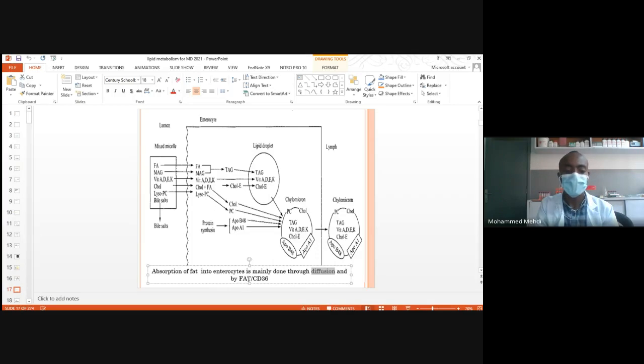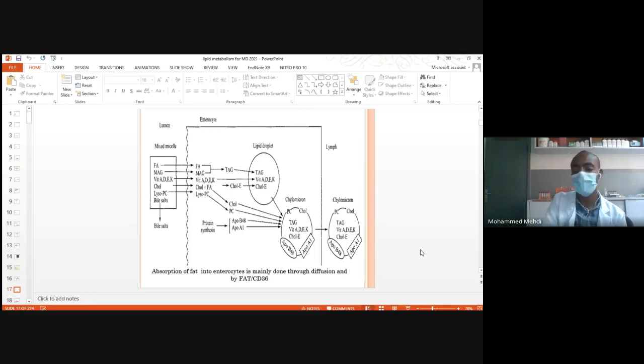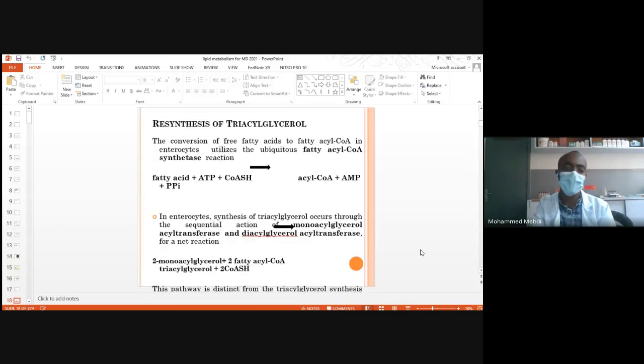Fatty acid transporter, or CD36, carries the lipid end products into the enterocyte. This transporter molecule is found in the cell membrane of the small intestine. Re-synthesis of triacylglycerol: step by step, we add fatty acid on the glycerol backbone.